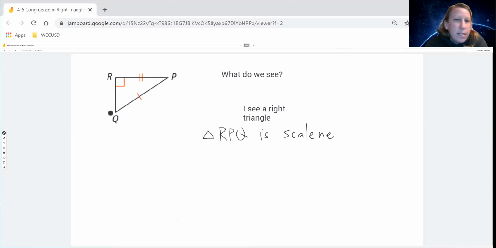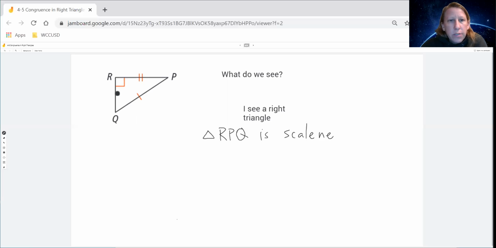Scalene means all 3 sides are different. So these 2 sides are definitely different because they have different marks. This one we don't know about, but it doesn't look the same as this one, so it's probably different. We can assume that it's different if it's not marked the same as one of these 2.